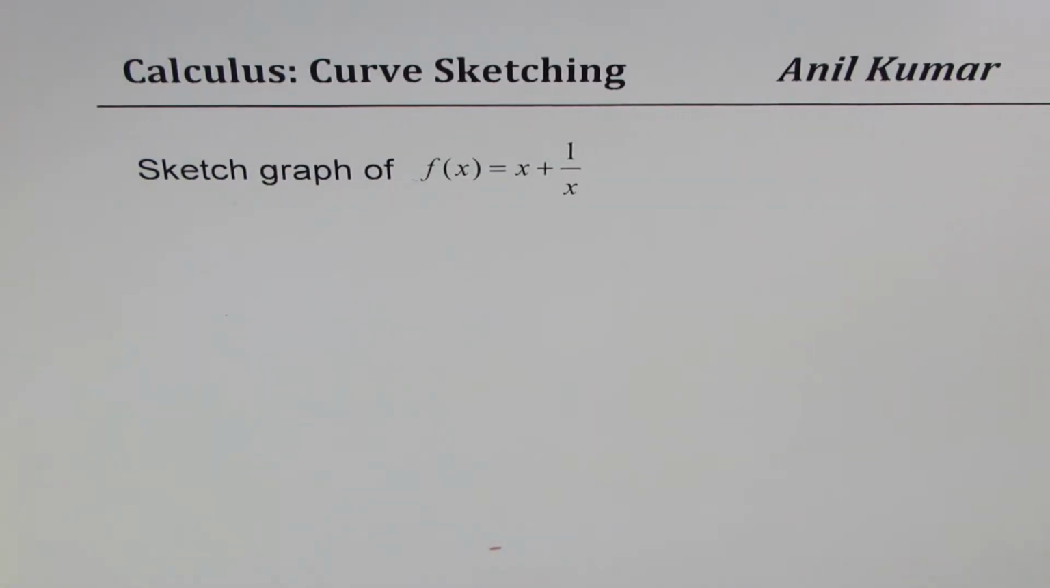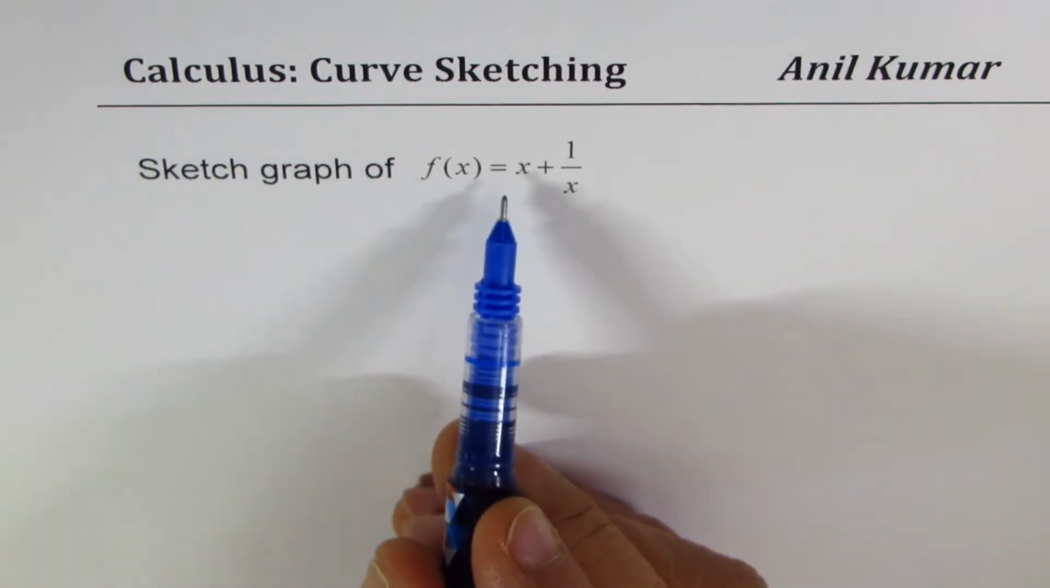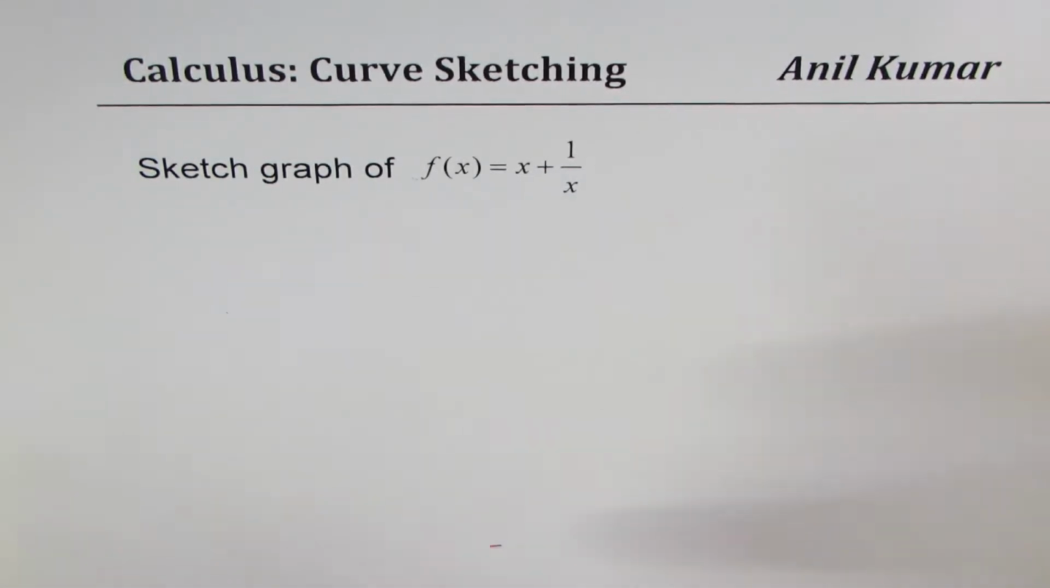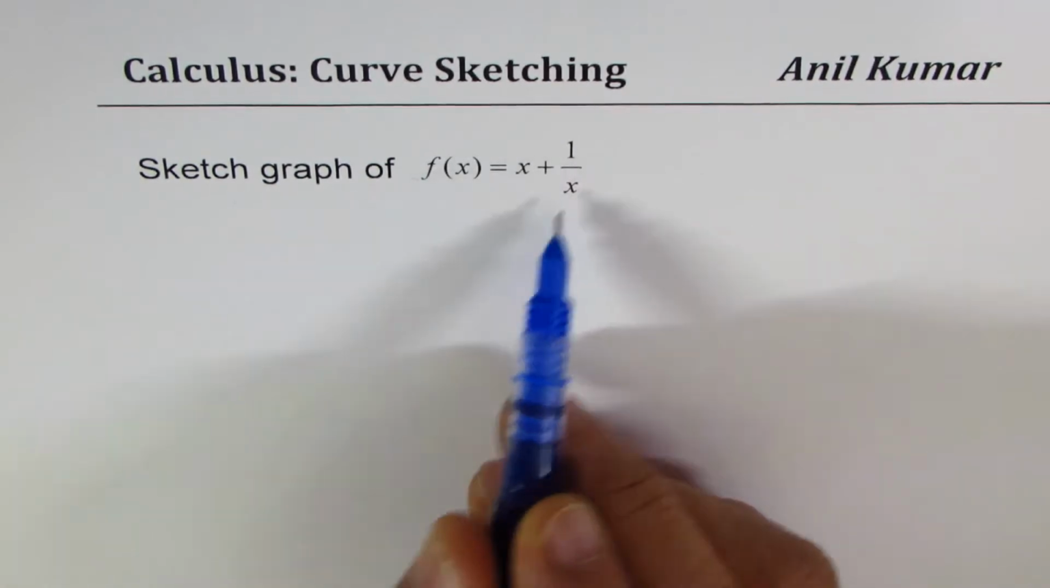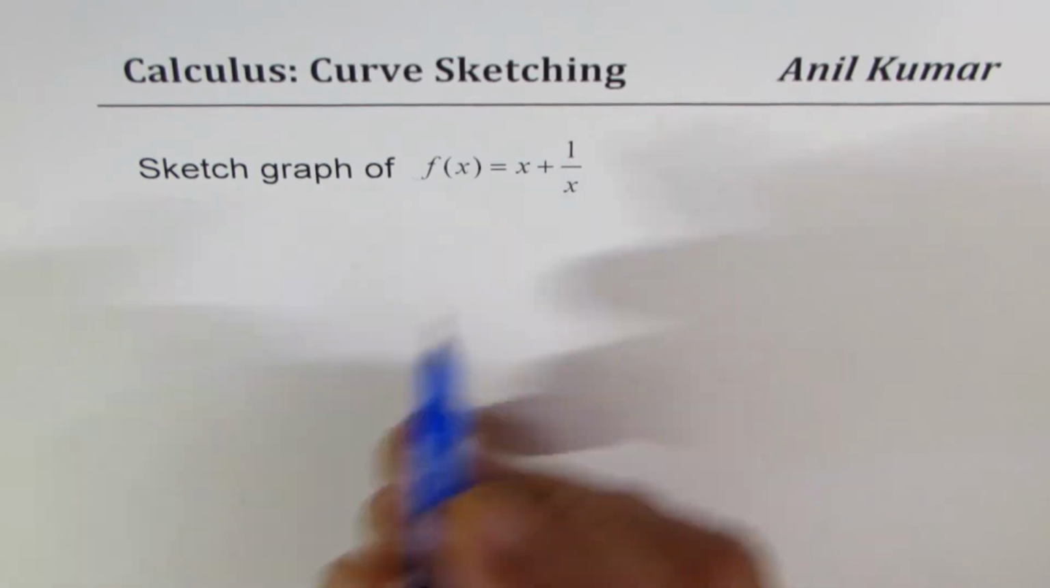I'm Anil Kumar, and in this video I'm going to discuss a very different technique of curve sketching. The example here is to sketch the graph of f of x equals x plus 1 over x. Let us first analyze this particular function. We have f of x as x plus 1 over x.